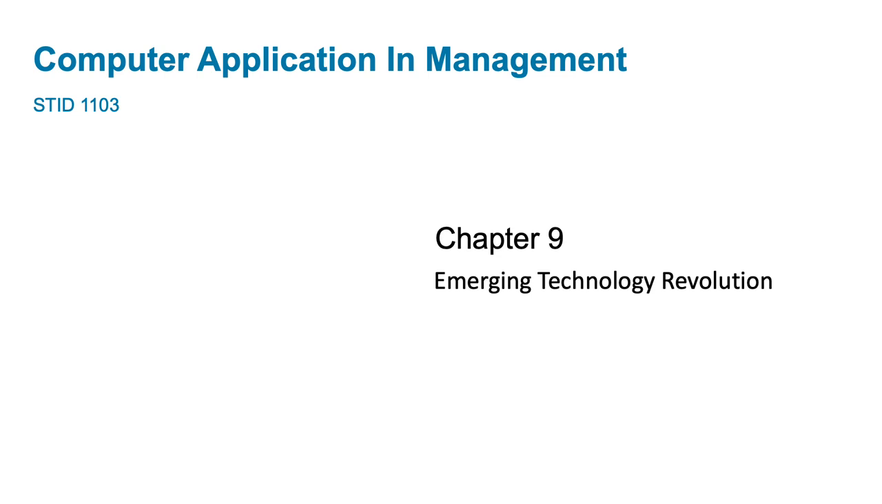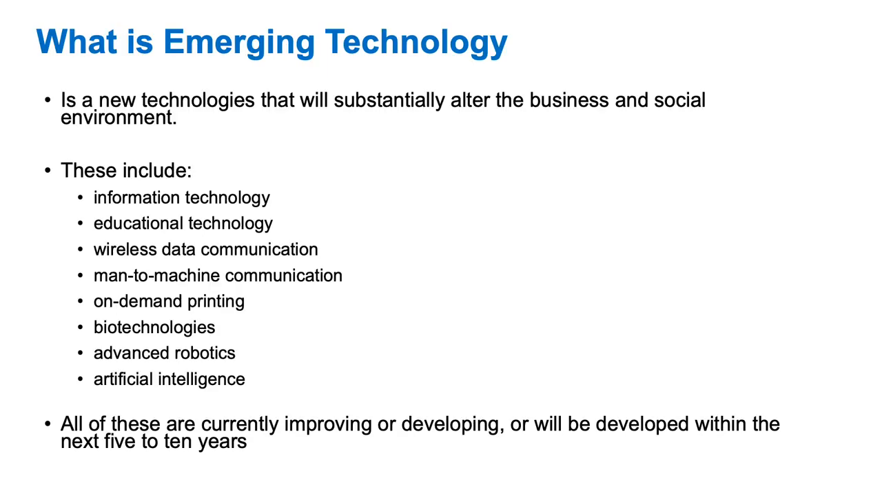To make sense of that definition, we look into what it means by emerging technology and also what is technological revolution. Emerging technology can be technologies that are in the progressive developments with technical innovation and practical applications to fit with the current need. Emerging technology can also be new technologies that will substantially alter the business and social environment. However, older technologies are also included because they are being further developed.